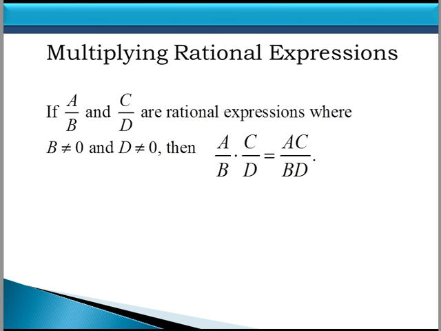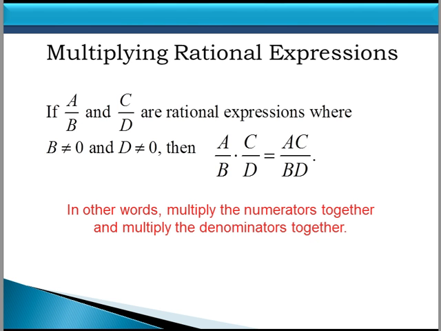If a over b and c over d are rational expressions where both the denominators are not equal to 0, then when we multiply them together, we end up with the new rational expression a times c over b times d. So in other words, we multiply the numerators together to get the numerator of our answer, and we multiply the denominators together to get the denominator of our answer.